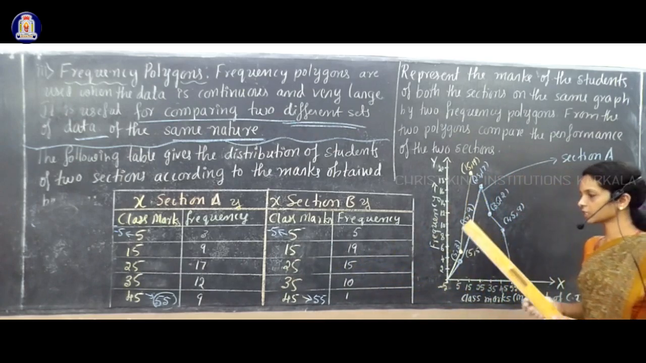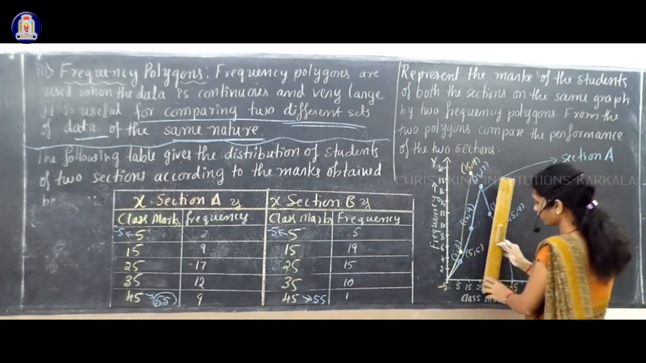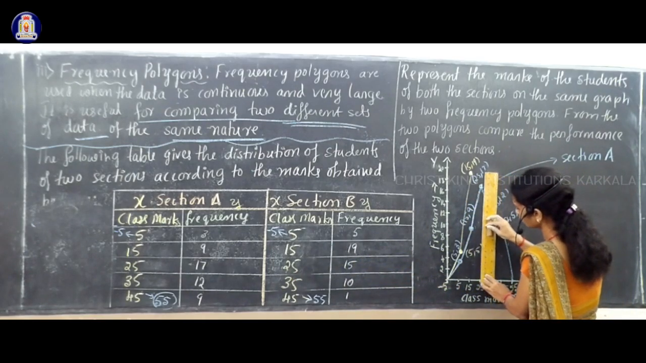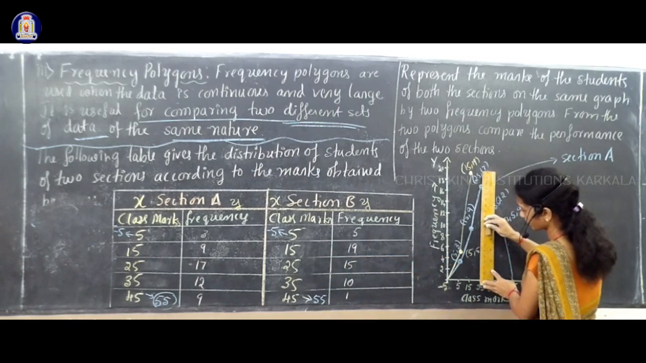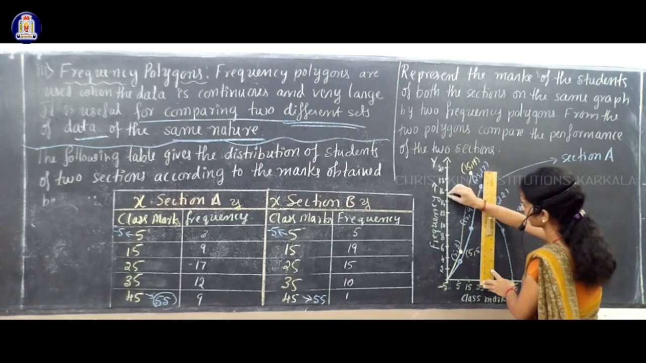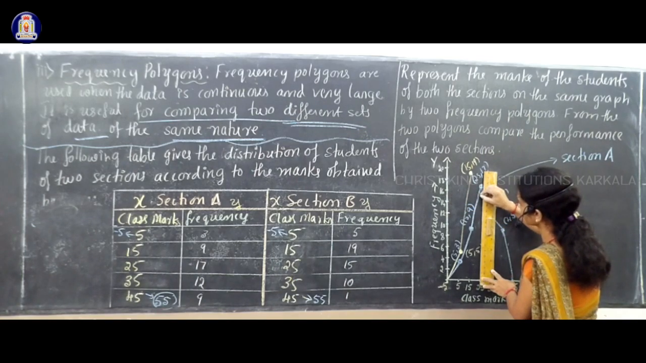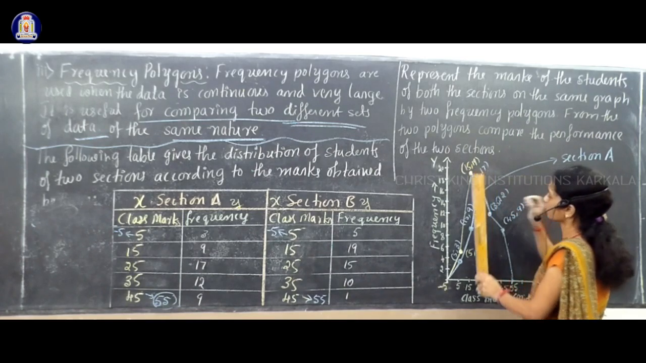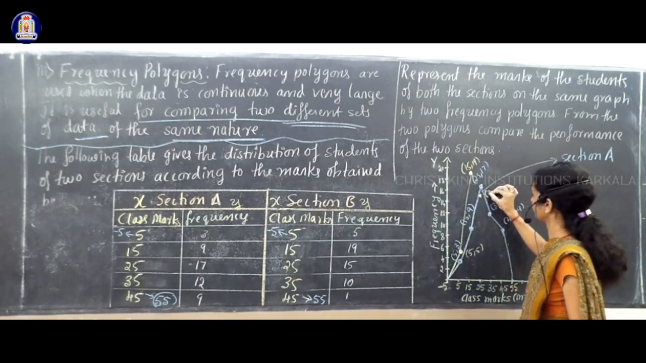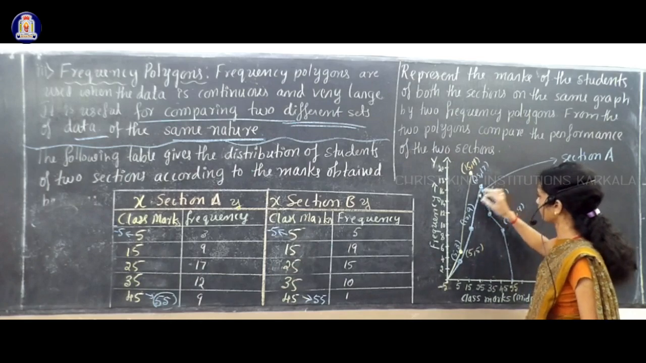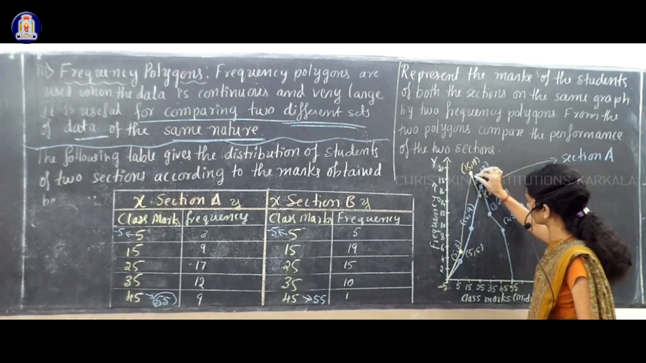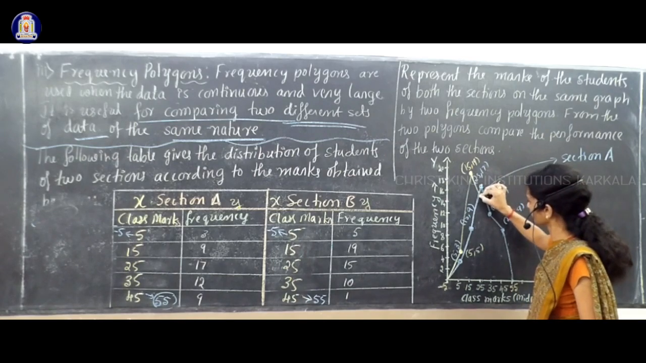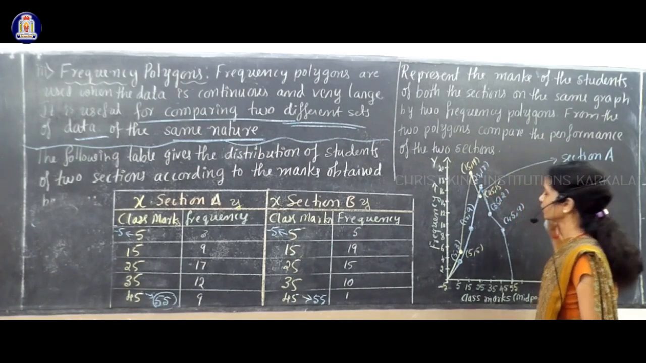And after that, the next class mark is 25. For that frequency is 15. At 25, you have to move up to how much? Up to 15. Okay. 15 is exactly in between 14 and 16. It is here. Okay, somewhere here. Which point is this? That is point 25. At 25, we moved up to 15. 25, 15. See? And join that with the previous point. Okay. Mark the points carefully.